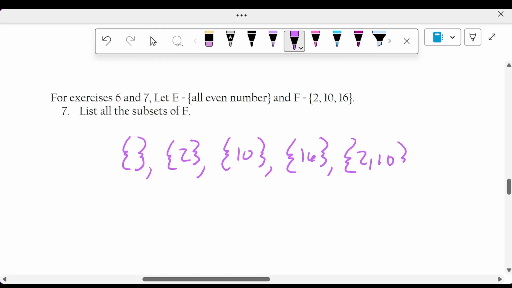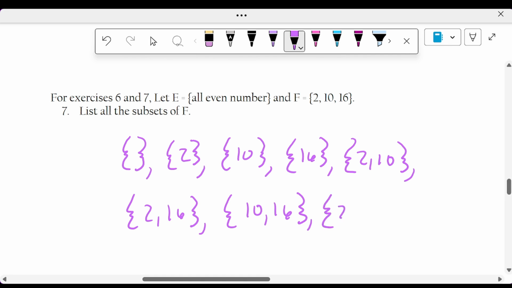My curly braces are not very good, but that's okay. 2 and 16, and then 10 and 16. And then you always include the whole set. So another subset of F would be 2, 10, and 16.